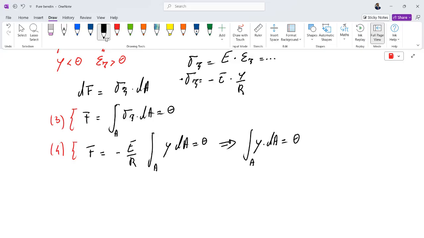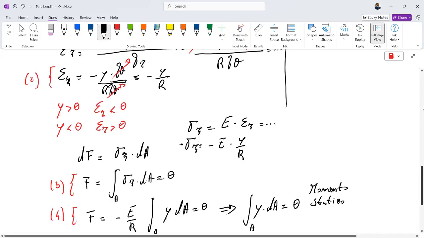This is the first moment of area of the cross section. In Italian we say momento statico. So the first moment of area of the cross section with respect to the neutral plane, and in this case also the neutral axis, is equal to 0, because there is no axial force on our beam but only a pure bending moment.